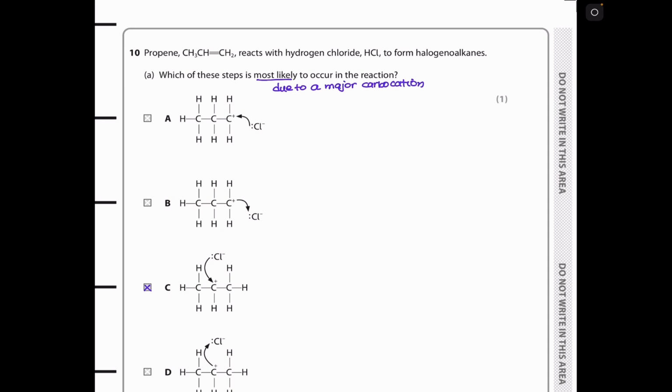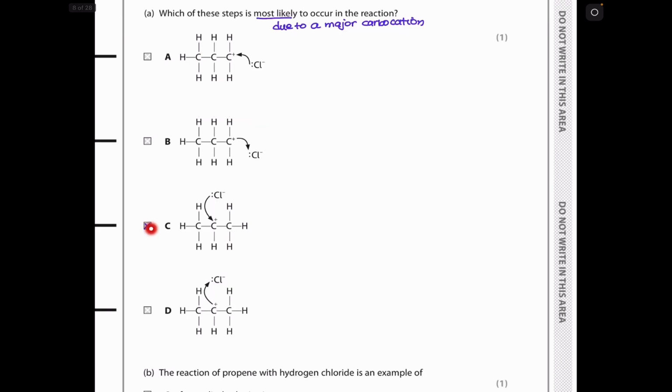Question 10. Propene reacts with hydrogen chloride to form halogenoalkanes. Which of these steps is most likely to occur in the reaction? Since this is not symmetrical and we are reacting it with a non-symmetrical molecule, there is a possibility of forming 2 products, one through formation of a major carbocation and the other through formation of a minor carbocation. And since the question said most likely, we're going to go with the formation of the major carbocation. To do that, the hydrogen will bind here and the Cl will have to bind here. So we're going to have a C plus here, which will later take the Cl. So this is going to be the answer.